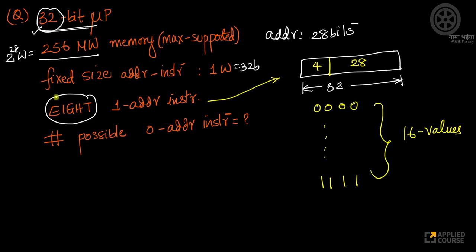Now, but it says the microprocessor only has 8 one address instructions. So what I'll do now is break these 16 values into 2 regions or 2 parts. So let's break it into this.